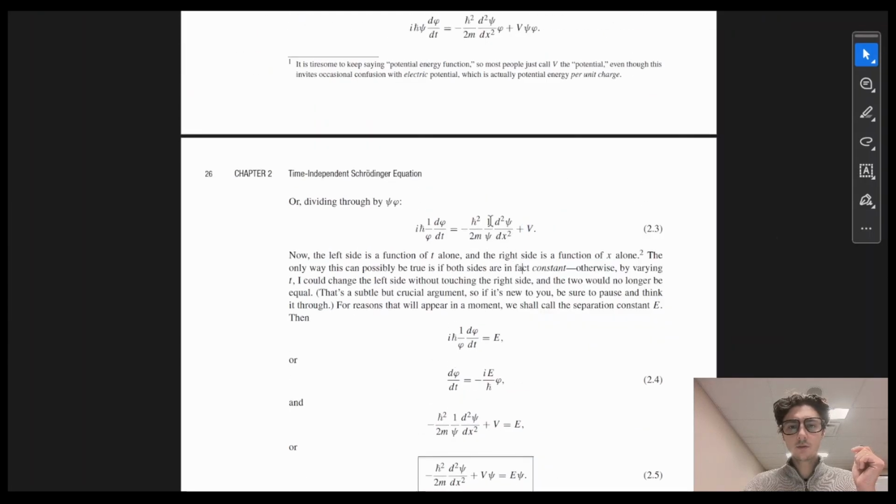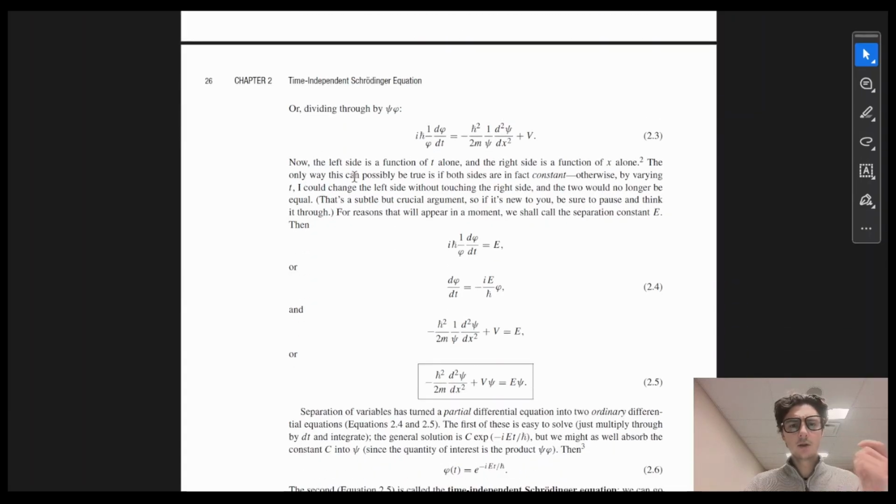We get V on its own. We get 1 over lowercase psi over here and 1 over phi over here. Now the left side is a function of t alone, and the right side is a function of x alone, number 2. So this is very important. Check out the left side.